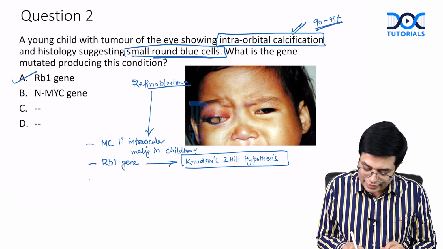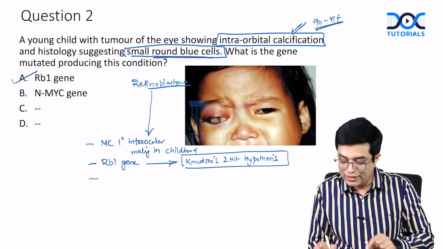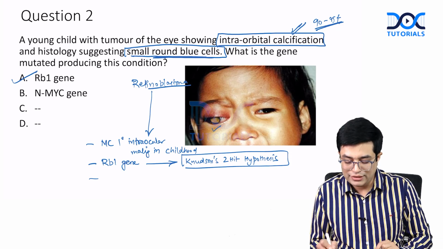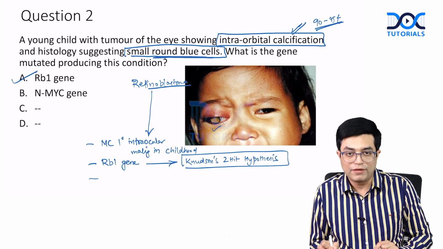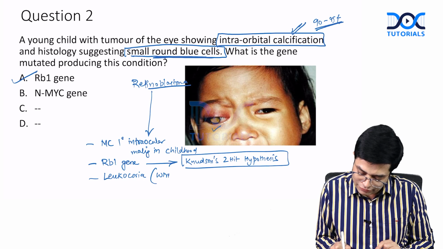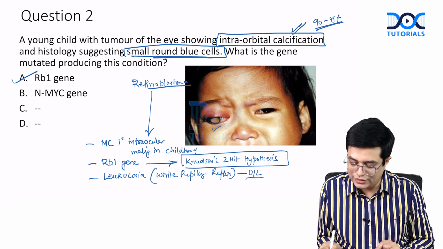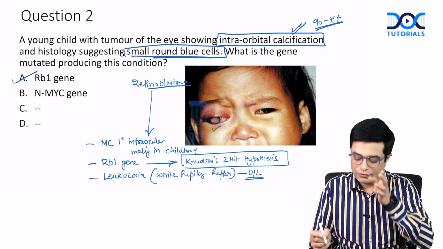These patients will have isolated unilateral white eye reflex. You can see in this child, can you see that there is a white eye reflex, also called leukocoria. Leukocoria, that is white pupillary reflex. White pupillary reflex, usually unilateral, is seen in these patients, although it can be seen in other conditions also, but this is one of the features.